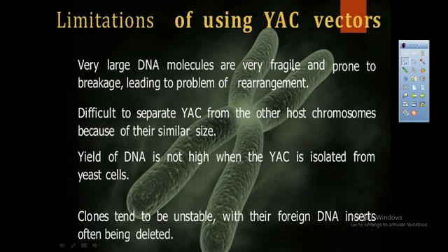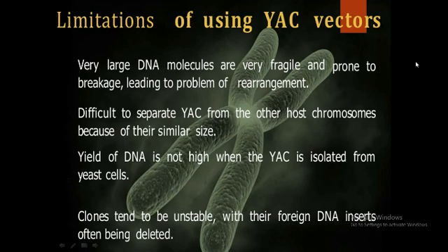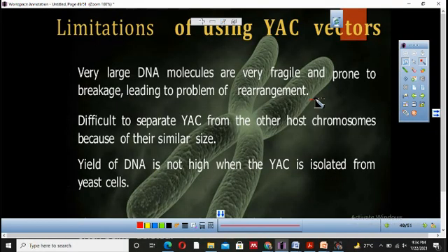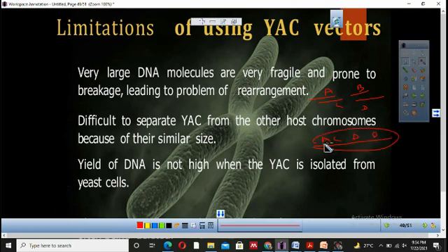But besides this, it has limitations. The limitation is that when a very large insert is there, the chromosome becomes very fragile and is prone to breakage, leading to the problem of rearrangement. So if DNA of this large size breaks into A, B, C, D, and rearrangement occurs, it may become A, then C, then D, then B. So this is the mutated one. This cannot be a correct cloning. So it has the problem of breakage and rearrangement into different forms.